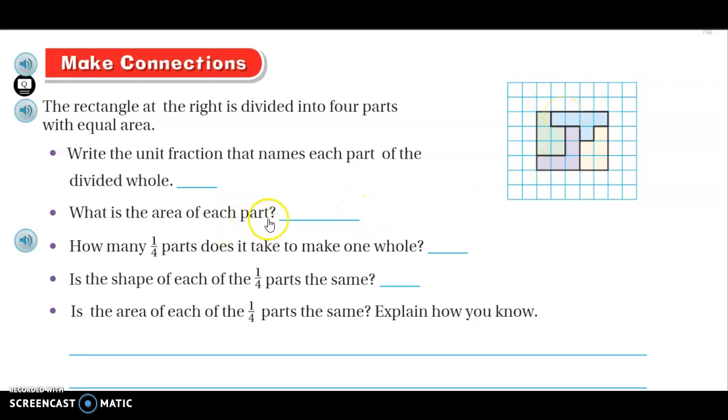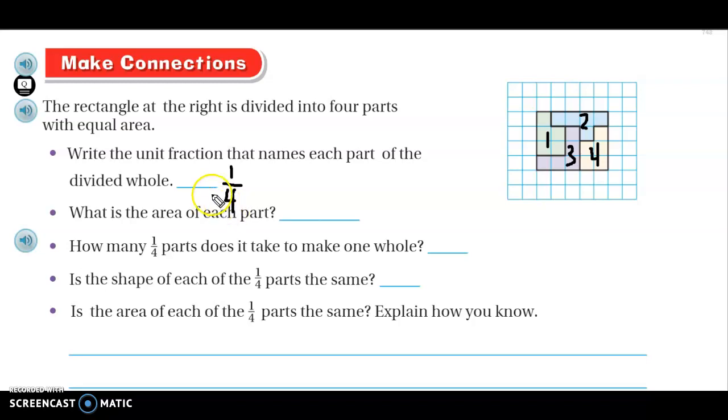I guess I'm getting ahead of myself. Hang on to that answer. The first bullet says, write the fraction that names each part of the divided whole. So now we have to refer back to our fraction knowledge. How many parts are there? There's 1, 2 parts. This purple one's the 3rd part, and this light colored one is the 4th part. So how many parts do we have? We have 4. So what is a unit fraction? If there's 4 parts, the unit fraction would be each part, which would be 1/4.